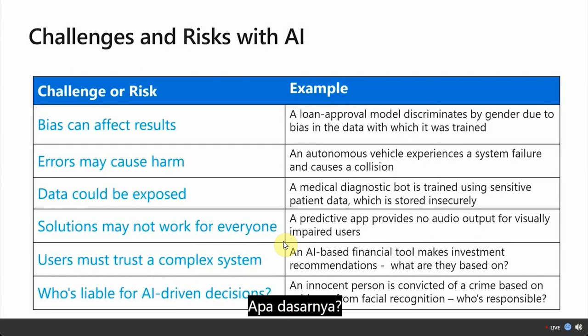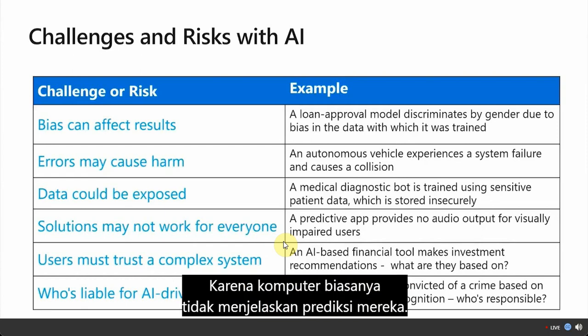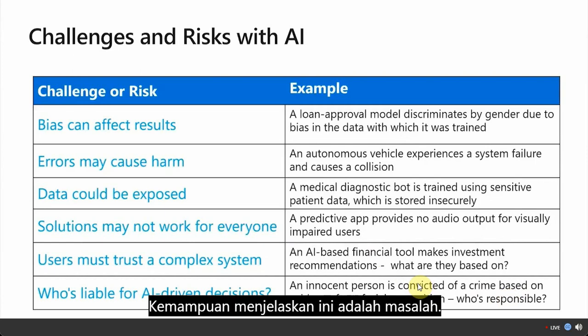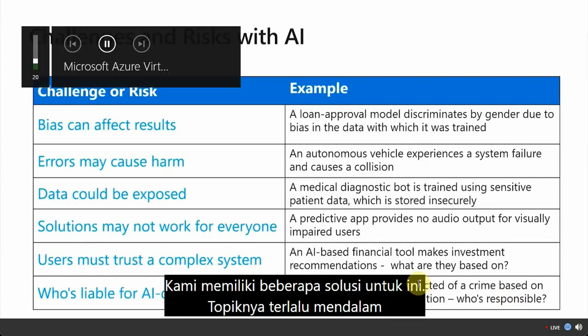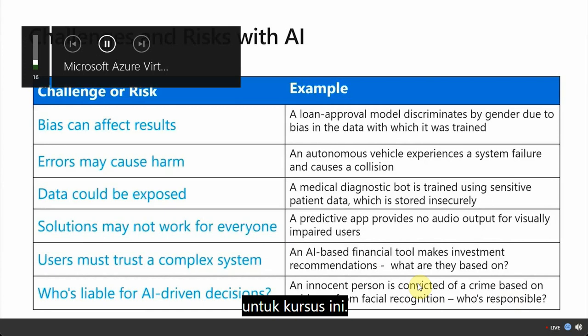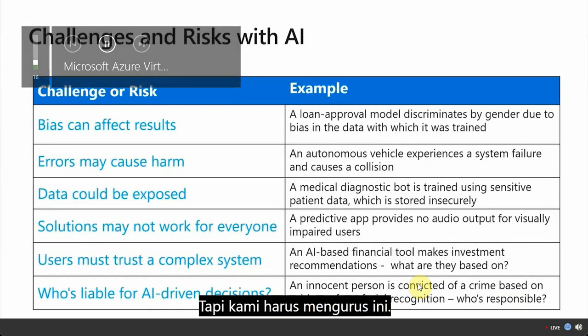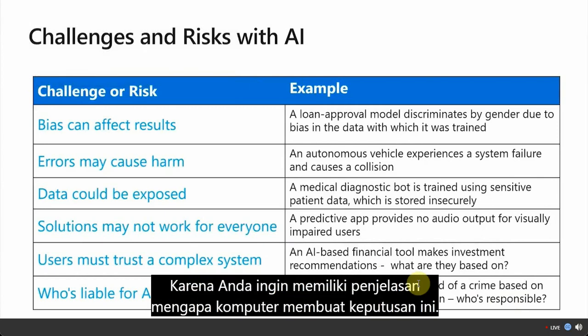Investment recommendations? What are they based on? Because computers usually do not explain their predictions, right? This explainability, that's a problem. We have some solutions for this. They are too in-depth for this course, such as Shapley and LIME, but we do have to take care of this, because you would like to have an explanation why it's making this decision, right?